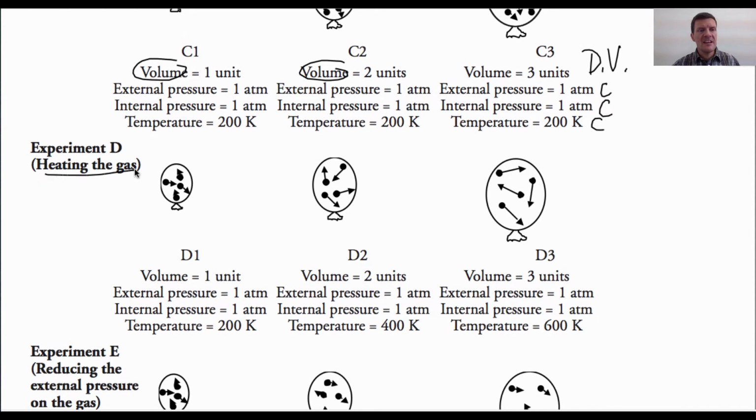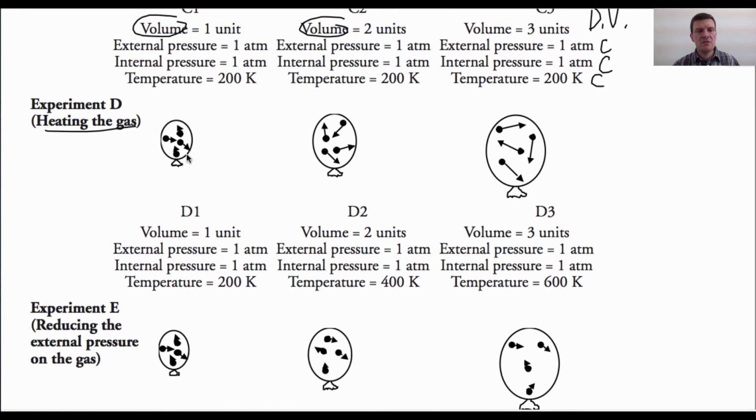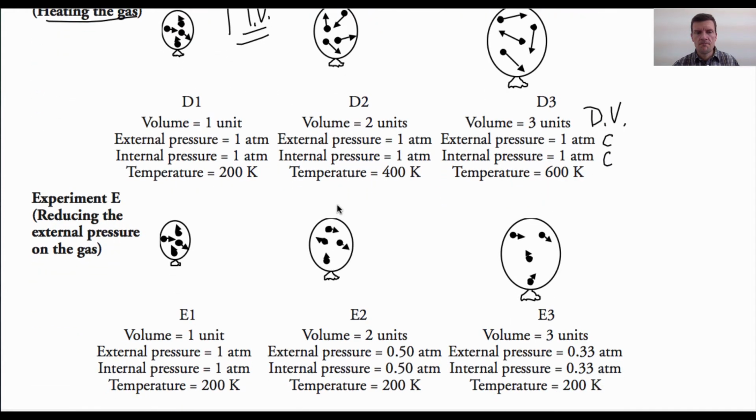Experiment D, heating the gas. Again, flexible container. Notice that the size of the balloon gets bigger. So this time, temperature is your independent variable. Volume is your dependent variable, and pressures are controlled, and temperature is, as we already mentioned, your independent variable.